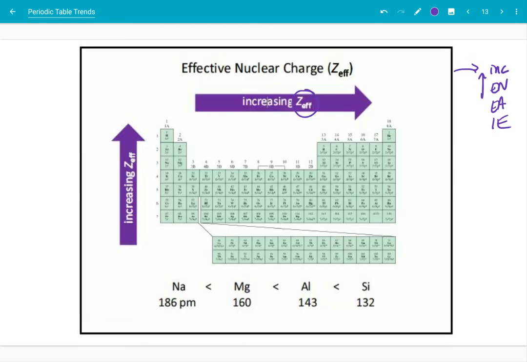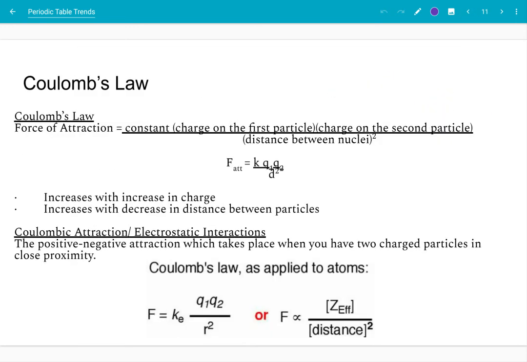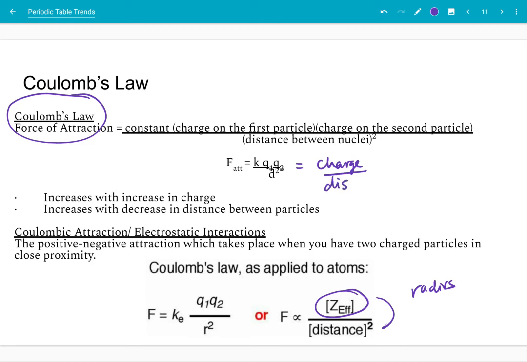Also, I skipped over this slide here on Coulomb's law. This also goes together with that effective nuclear charge. I just wanted to explain it first. So the force that is felt has to do with the effective nuclear charge divided by the distance. So this actually goes together with your radius size. And so things can get way more complicated. I just want you to know the term Coulomb's law and know it has to do with force equals charge over distance. Okay. And so that again helps explain the trends.